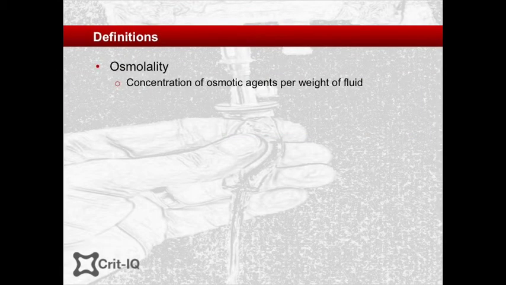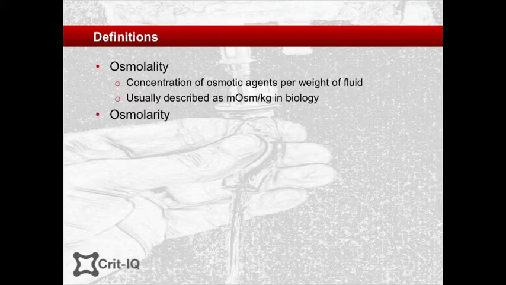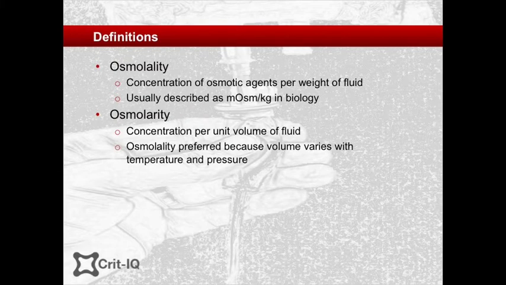Osmolality is the concentration of osmotically active particles per set weight of fluid, usually described as milliosmoles per kilo in biology. Osmolarity is a related term defined as the concentration of osmotically active particles per set volume of fluid. The former is usually the preferred measure because volume of fluid changes with temperature.